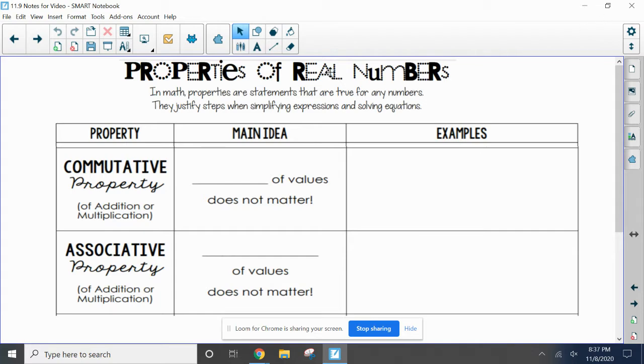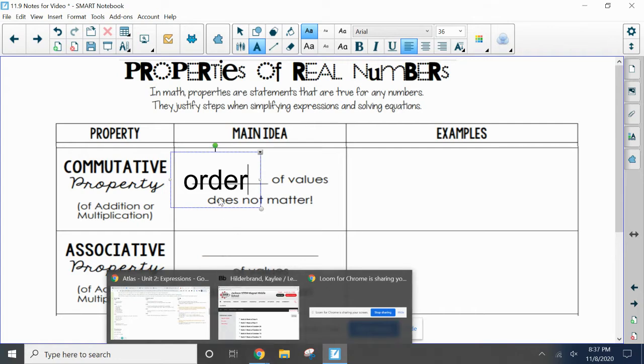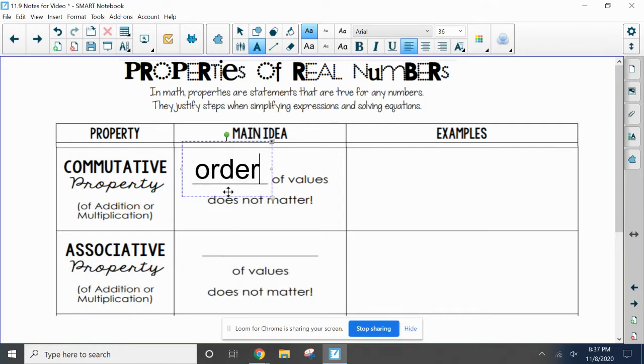So our first property is the commutative property, and that's the property that states the order of the values does not matter. So I'm going to go ahead and type it in so it goes in neatly, that the order of those values does not matter. And some examples of that are that A plus B is the same as B plus A.